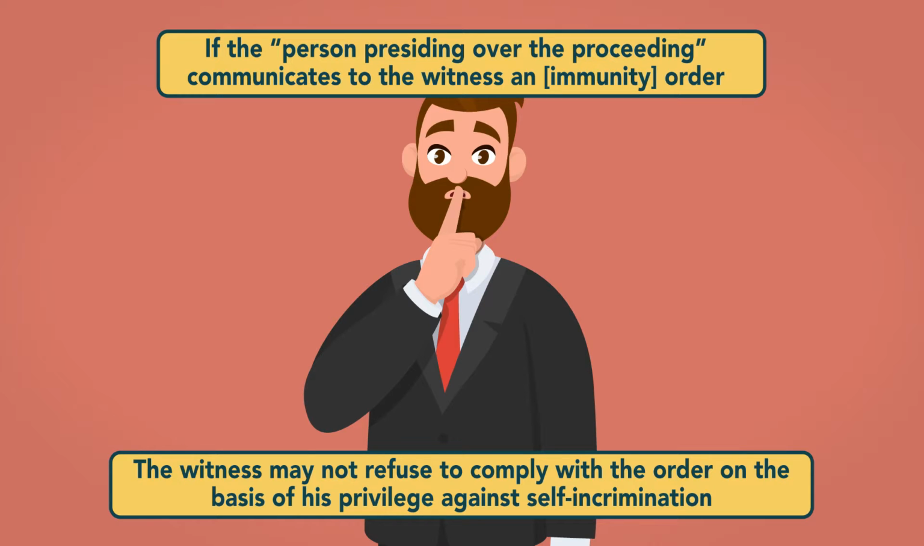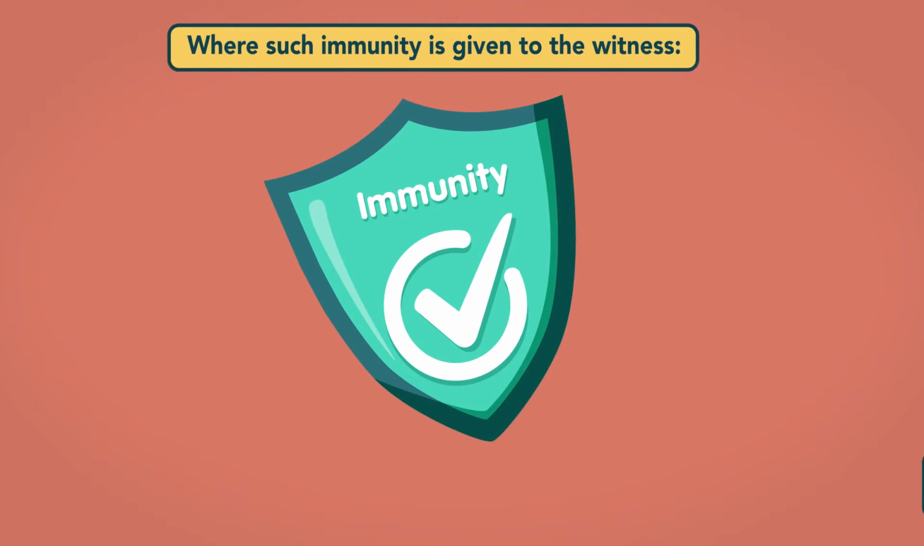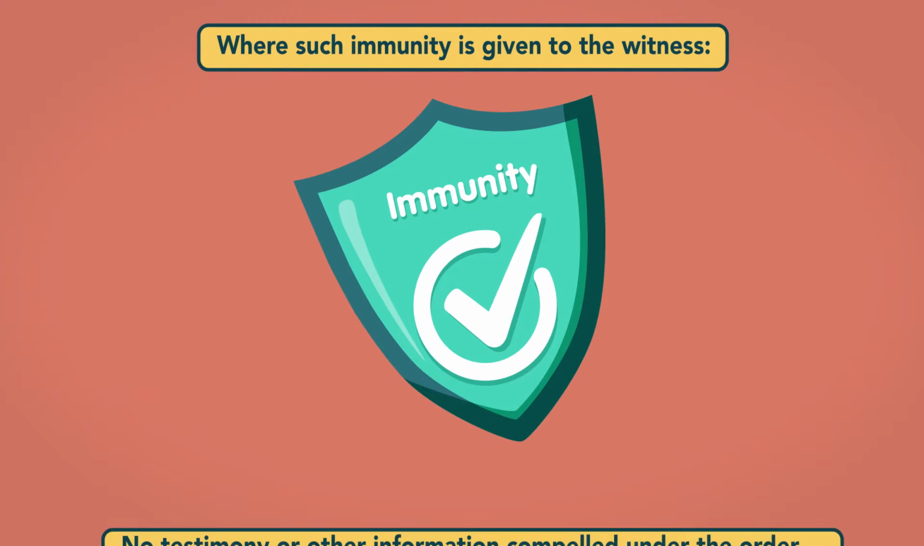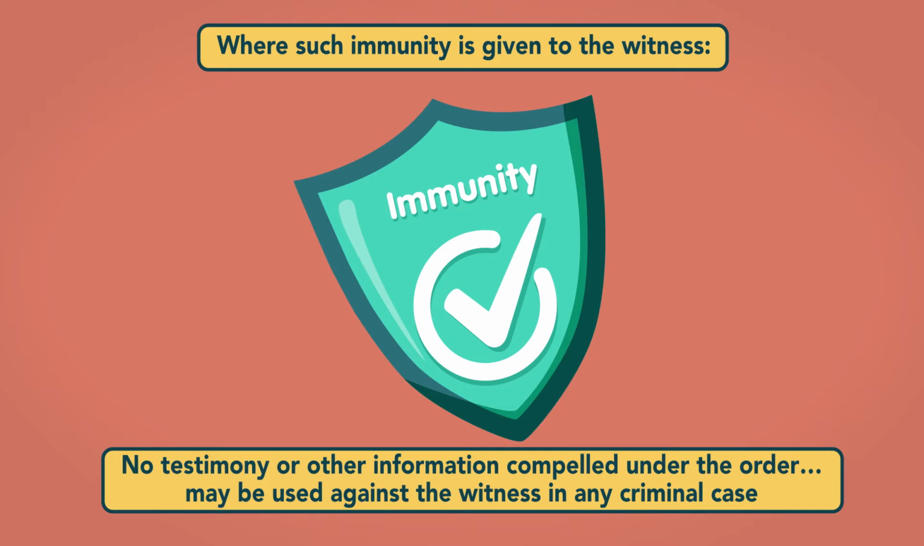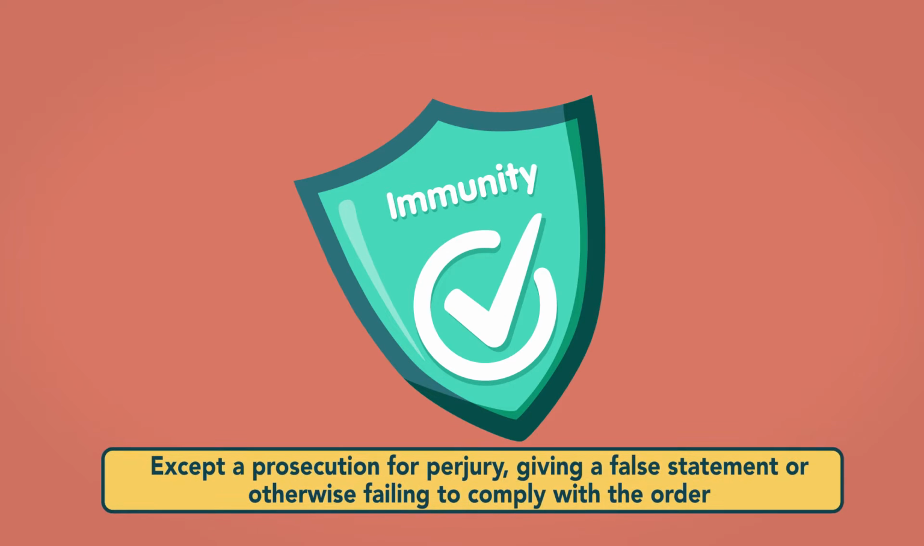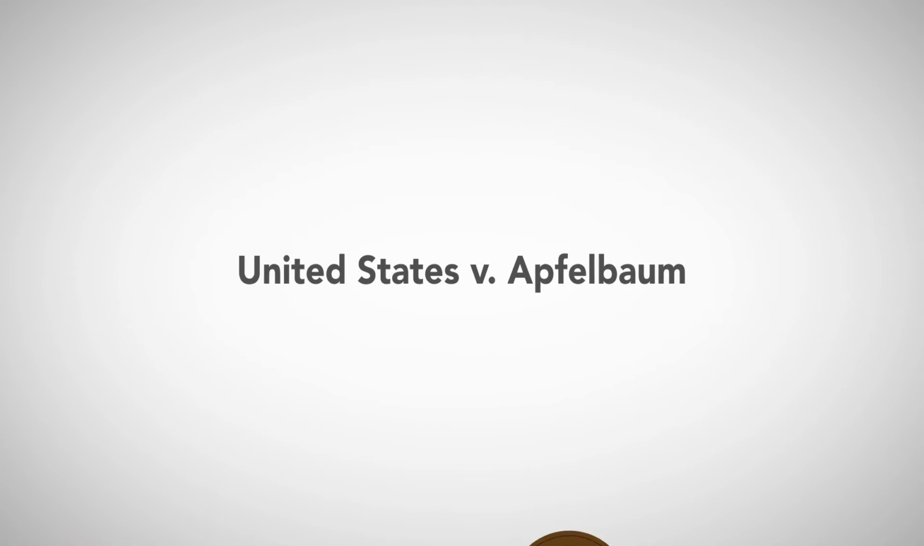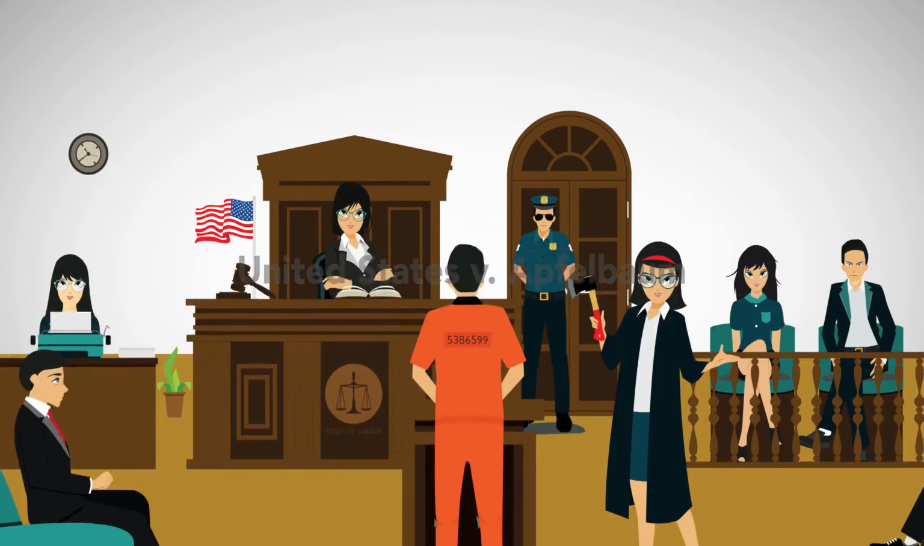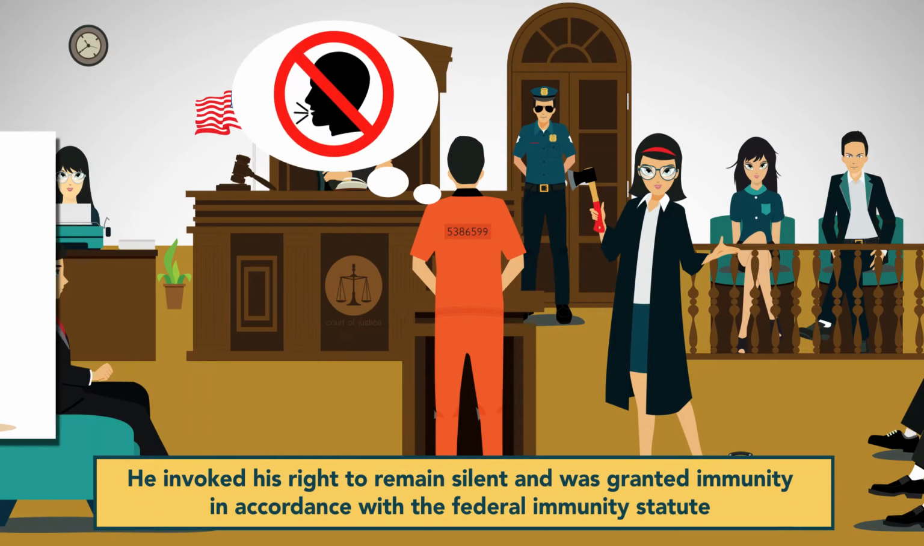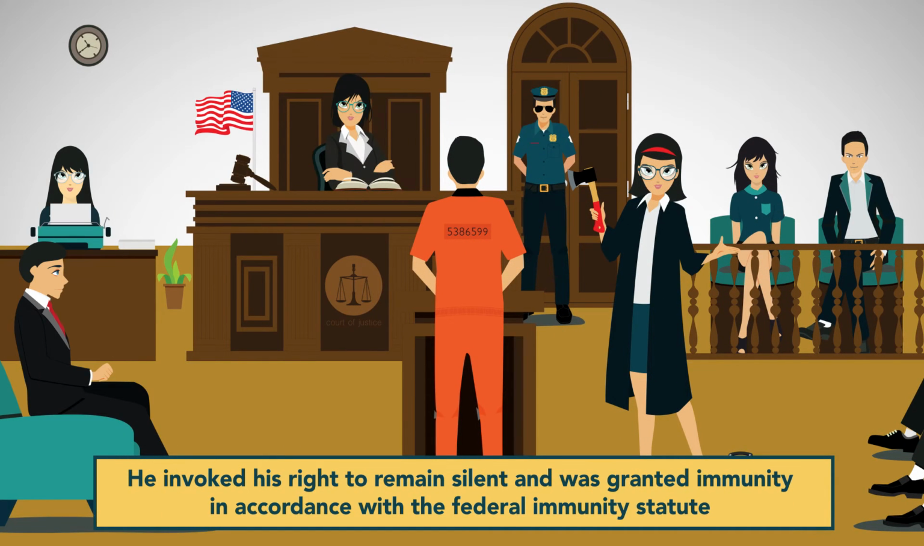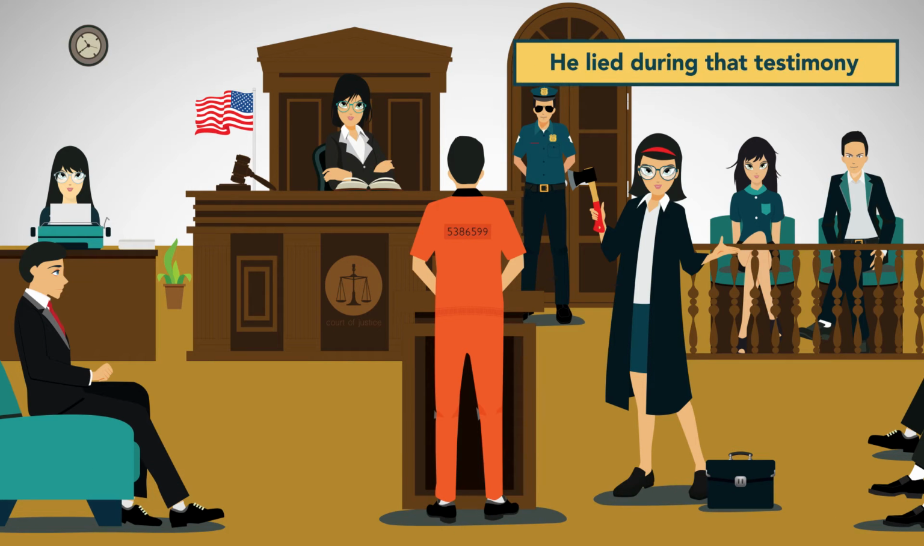Where such immunity is given to the witness, no testimony or other information compelled under the order may be used against the witness in any criminal case, except a prosecution for perjury, giving false statements, or otherwise failing to comply with the order. In United States v. Applebaum, the defendant was called to testify about a robbery, invoked his right to remain silent, and was granted immunity in accordance with the federal immunity statute. He lied during that testimony.